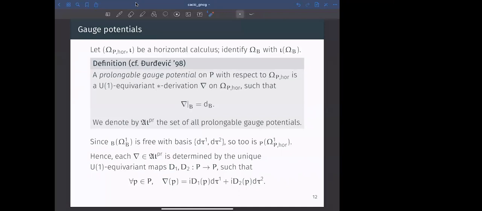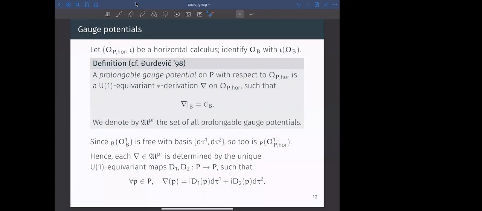So the problem we have before us is we want to find a horizontal calculus such that we can package the various constant curvature connections into one of these prolongable gauge potentials. And so exploiting the particular sort of base that we have, it's actually pretty easy to reverse engineer everything as follows. The first thing to note is that using the horizontal calculus, the one forms are free as a left B module with bases dt1, dt2, and so too, therefore, are the horizontal one forms as a left P module. So this is a free left P module with bases dt1, dt2.